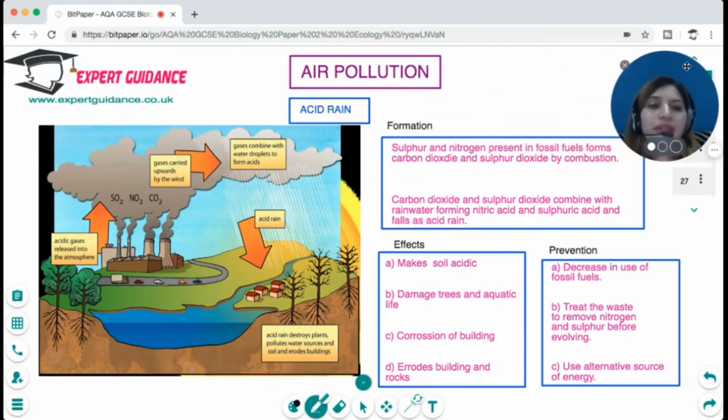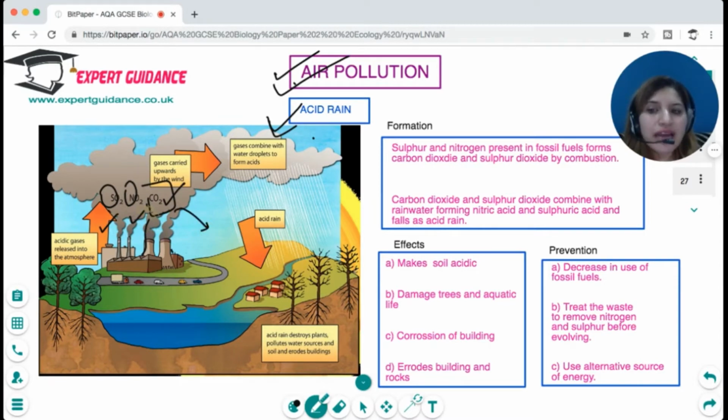Now, with human activities, there is a lot of pollution. And the biggest pollution threat is air pollution. Now, the biggest contributor to air pollution is acid rain. Now, what exactly is acid rain? We know that fossil fuels are made up of carbon, and at times they have sulfur and nitrogen. Now, carbon, when burned, forms carbon dioxide, sulfur forms sulfur dioxide and nitrogen forms nitrogen dioxide. Carbon dioxide contributes to global warming.